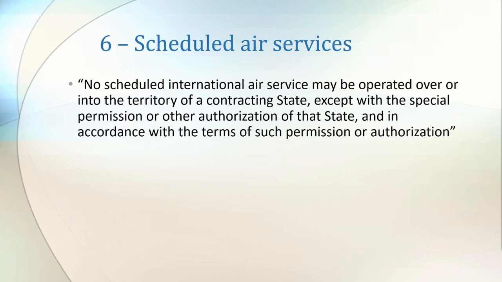Article 6 complements Article 5 by defining the rights of scheduled air services. It states that scheduled international flights do not have the implicit right to overfly another country, and they first have to get permission from that state.